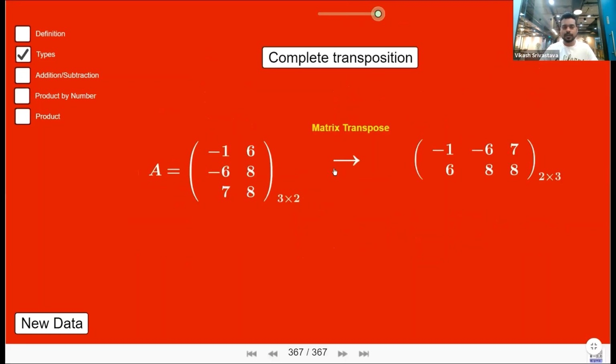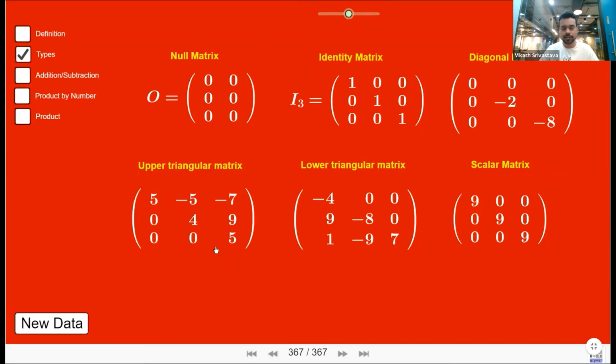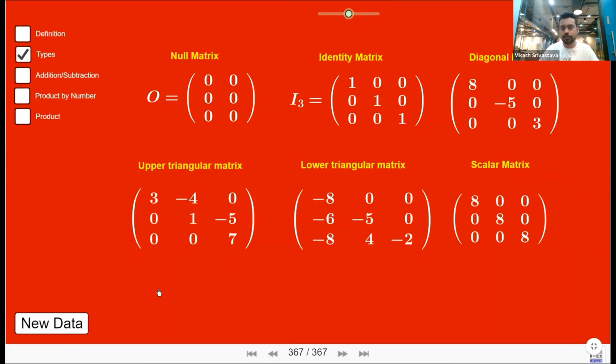Now we have this concept of the transpose of a matrix. Here I just wanted to check with new data sets. You can experiment on your own whenever you have time. You can just click on this new data, and the elements will be updated according to a logic, and you can verify these things.